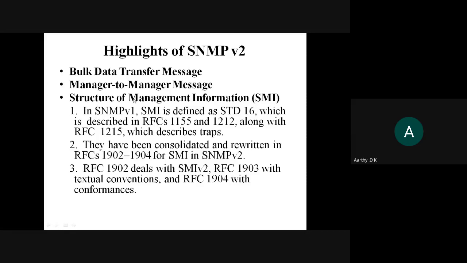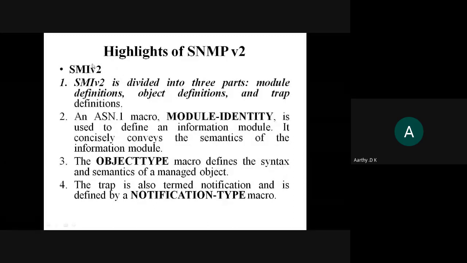Next we have SMI for version 2 also. Then what is the difference between SMI version 1 and SMI version 2? These are described in your RFC. Okay, so these RFCs will define what is done in the particular SMI. So next one is SMI version 2. SMI version 2 is divided into three parts: one is module definition, next is object definition, and then trap definition.